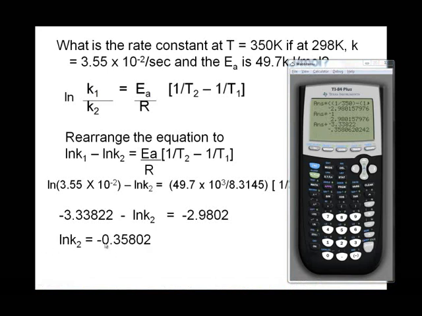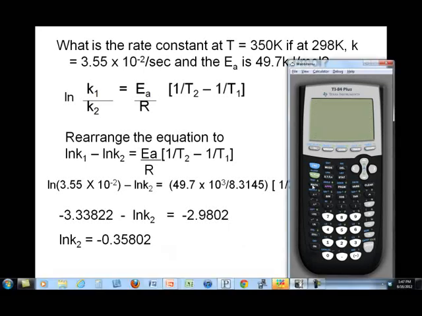So my log of K is equal to this number. Okay, now I don't know how to take this directly and do the next, so I have to write down the log of k, which is 0.35802. So now what I'm going to do is clear this, and take the anti-natural log of negative, whoops, 0.35802, enter, and I get 0.699.